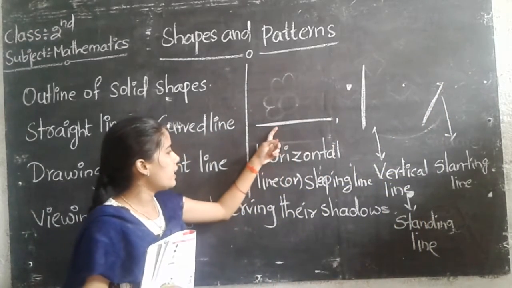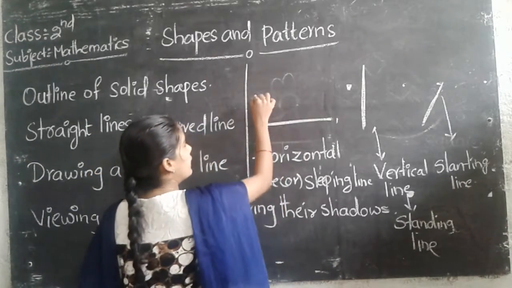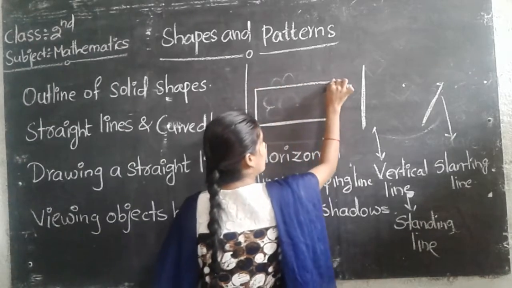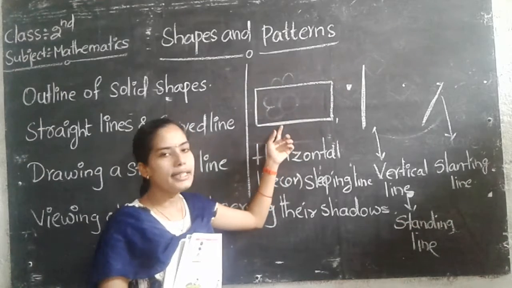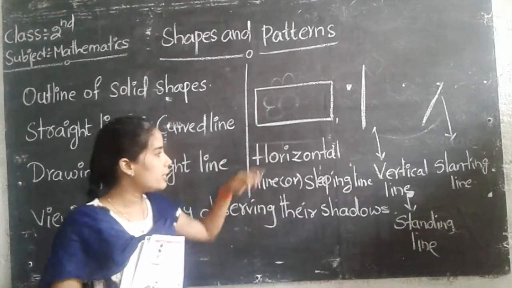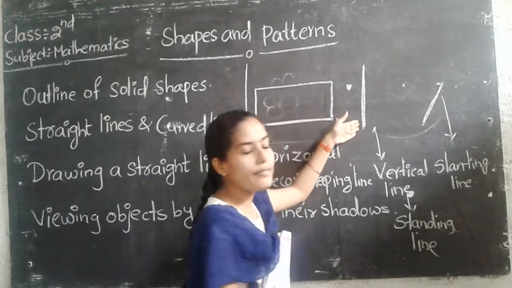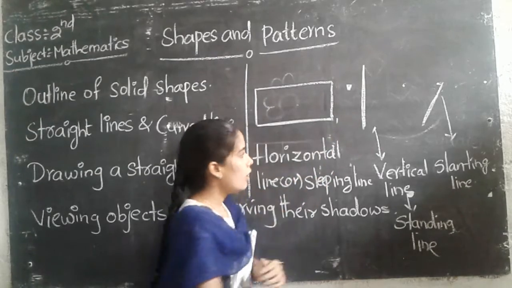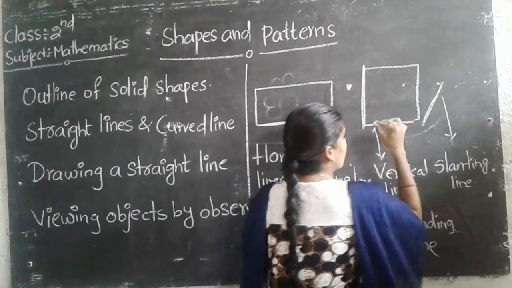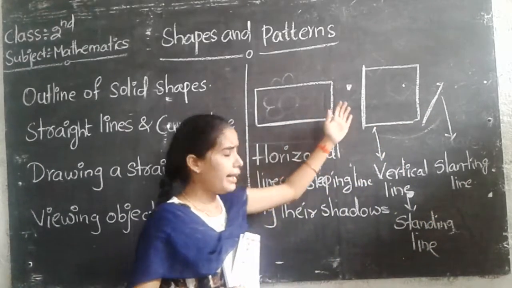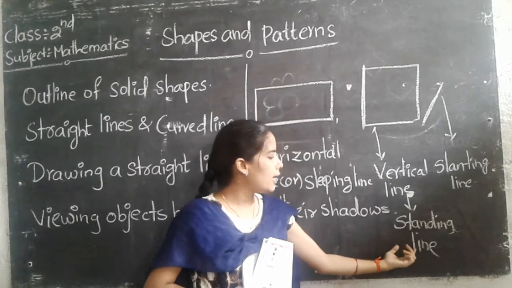Children, where are we using this sleeping line? To draw the rectangle. For example, to draw the rectangle, we have to use the horizontal line, that is sleeping line. In the same way, vertical line also is there. Here also we have to draw the plane shapes. For example, square, rectangle. Like this we have to draw the plane shapes by using the vertical line or standing line.